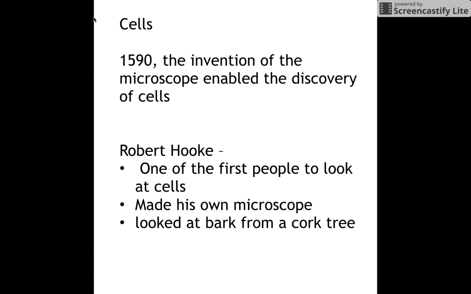So the microscope was invented in 1590, which enabled the discovery of cells. Up to this point, everything was observed with the naked eye, sometimes with the use of a handheld magnifying lens, but not really magnified to what we needed to be able to see in order to discover cells. So Robert Hooke was one of the first people to look at cells.